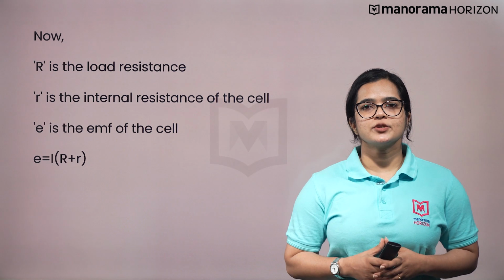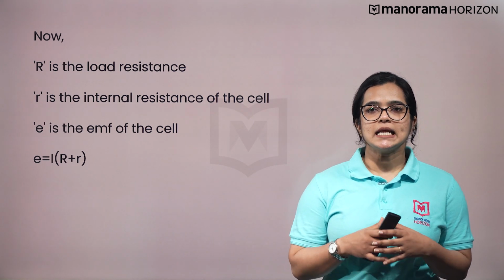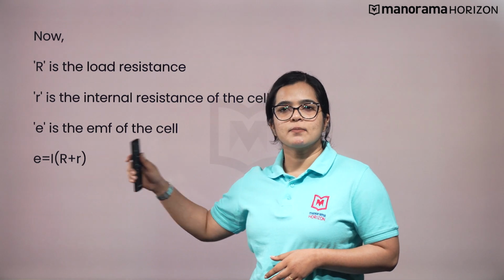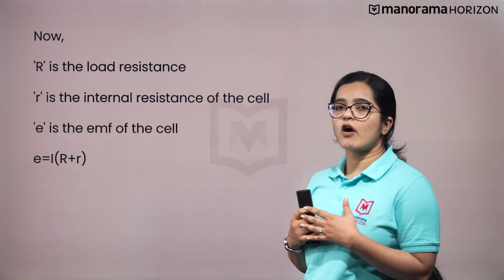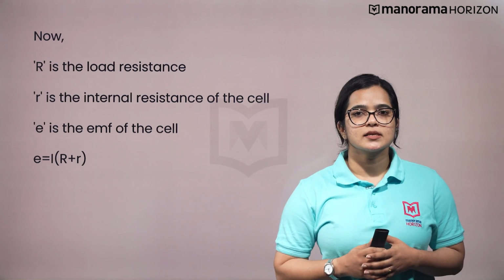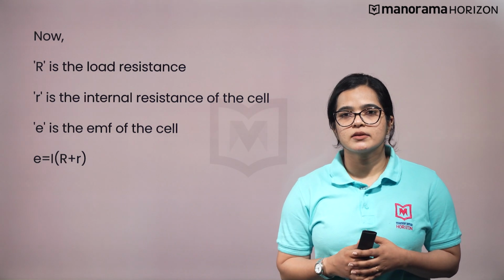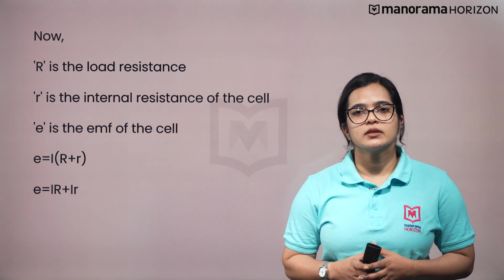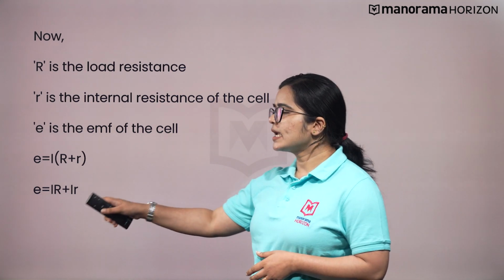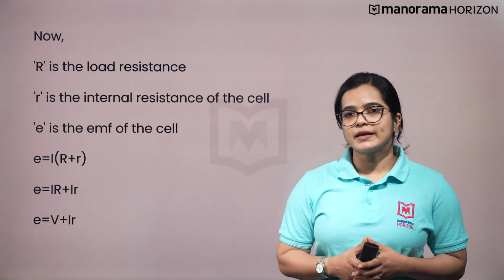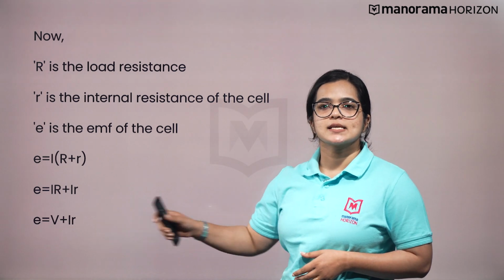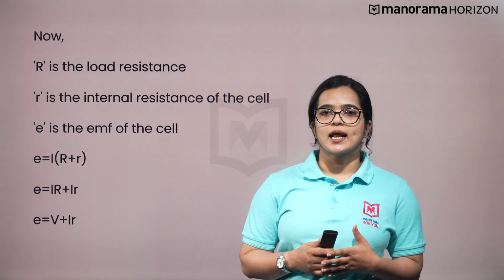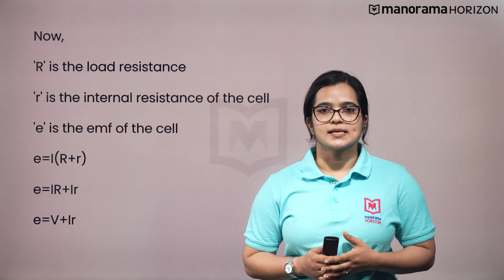r. The relation between the internal resistance and the EMF of a cell is given by E equals I times (R plus r), where E is the EMF of the cell, I is the current passing through, and small r is the internal resistance, whereas capital R is the load resistance. On rearranging, we get E equals IR plus Ir, or we can write E as V plus Ir. Here V is the terminal potential difference when the current I is flowing through the resistance.